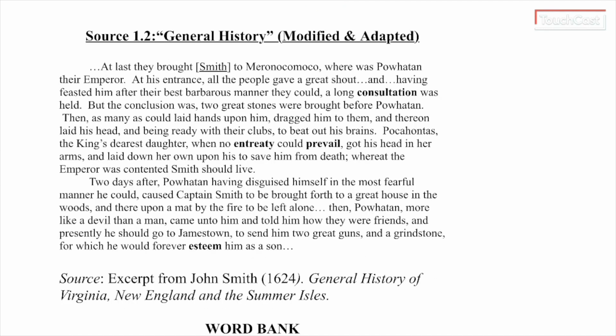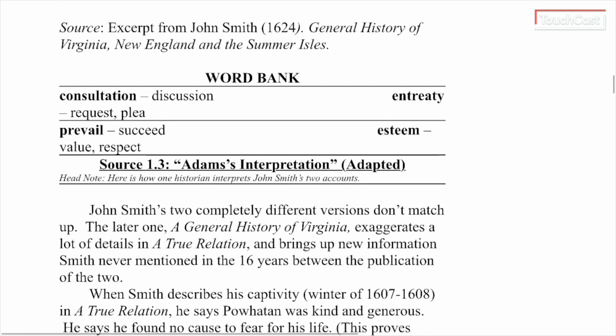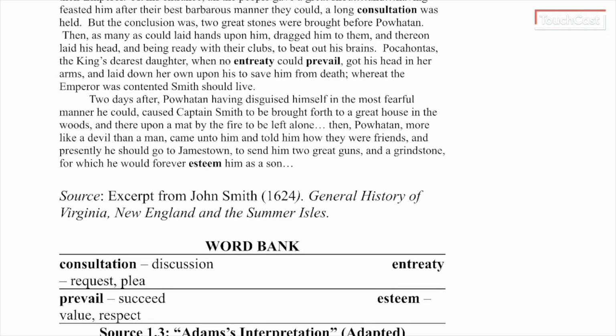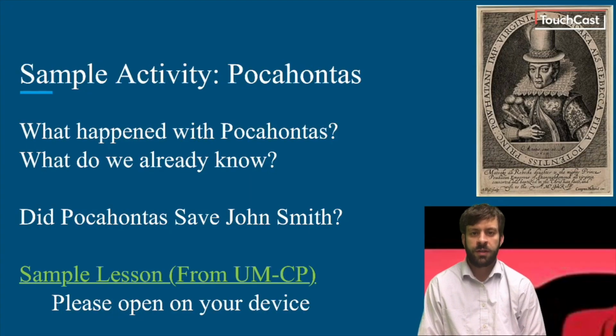As you look at the second document, you first can see that from the source it was written in 1624, which is a long time after the event happened, and also that Smith, the author, uses much stronger language and word choice to try to convince people in his second document. So students will look at these two different interpretations, and from these two different interpretations, they decide whether or not Pocahontas saved John Smith.